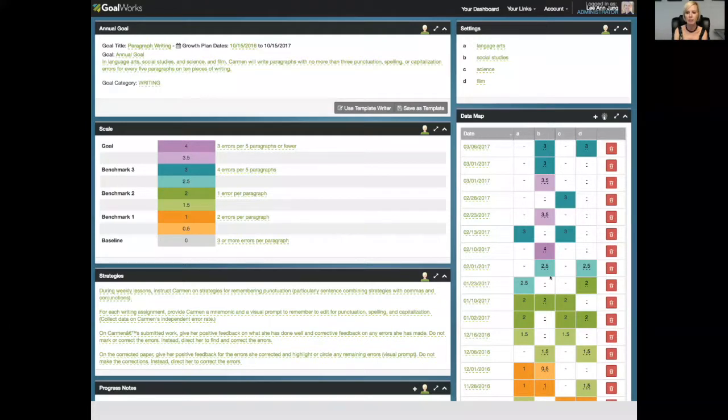Below this is the data map. This is where we record a student's score from the goal attainment scale, and below the goal attainment scale is the list of strategies we're using. In this webinar, we're focusing on this portion of an intervention or growth plan, which is the goal attainment scale.